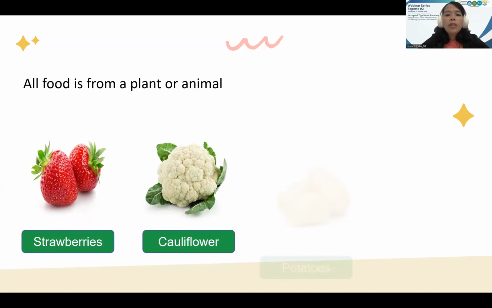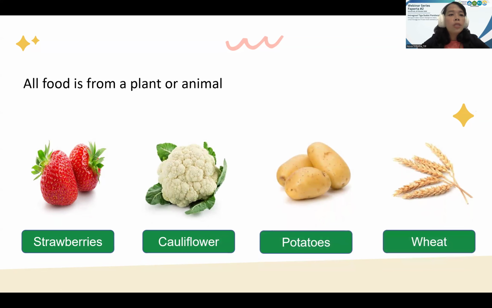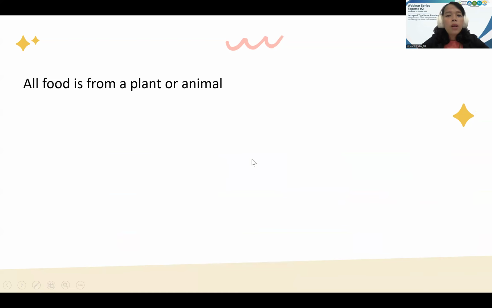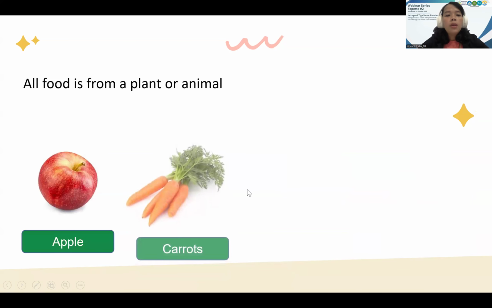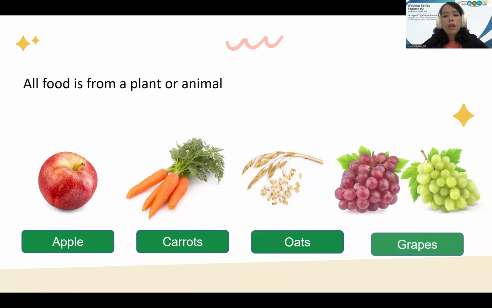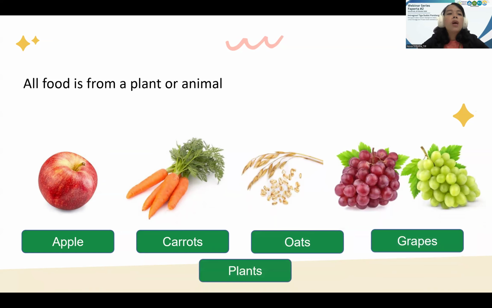Let's have a look at some pictures on the screen. All food is from plants or animals, as we know. Of course, strawberries, cauliflower, potatoes, and wheat are plants. So all of them are made from agricultural products. As we see here, for more examples, like apples, carrots, oats, grapes, all food is from a plant.